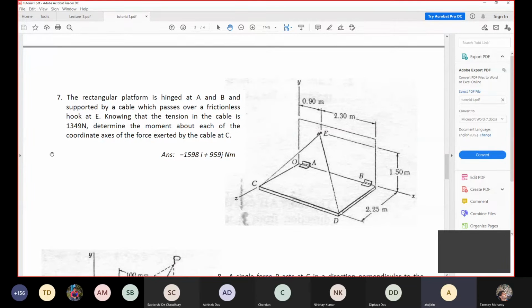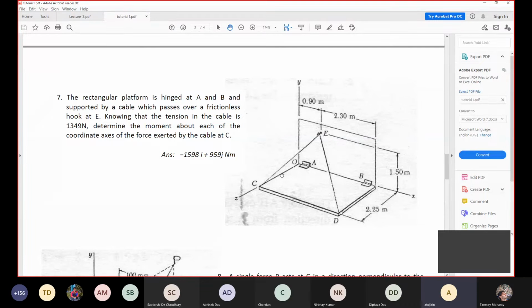What does the problem say? The problem says a rectangular platform. This is the rectangular platform ABDC. It is hinged at A and B, so these are hinges. And there is a frictionless hook at E, so the hook is like this. The tension in each cable is 1349 Newton. Determine the moment about each of the coordinate axes exerted by the cable at C.